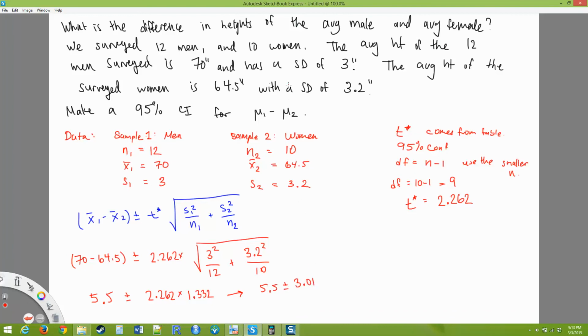Okay. So I have a huge margin of error here because I only looked at 10 and 12 people total. So my confidence interval is going to be 5.5 plus 3.01. So I have 8.51 on the high end. And on the low end, I have 5.5 minus 3.01, so 2.49. So basically 2.5 inches to 8.5 inches. Okay, this is my confidence interval.